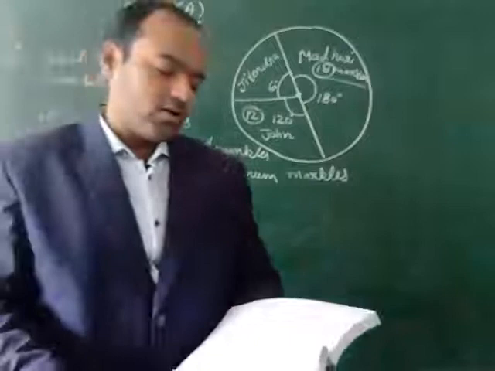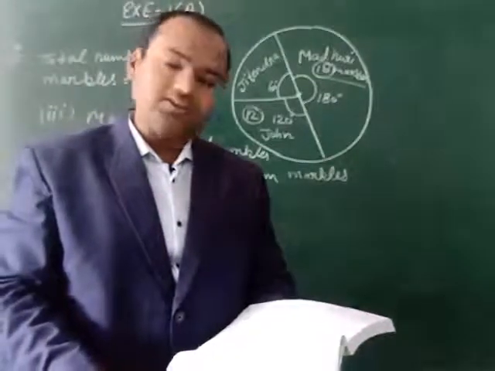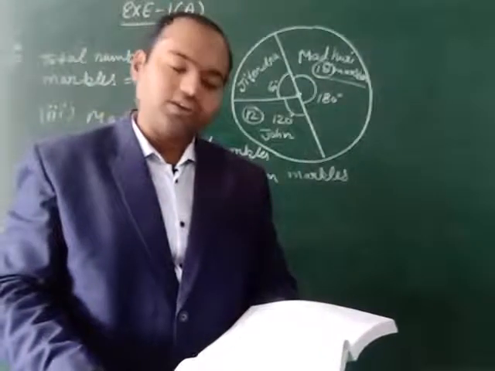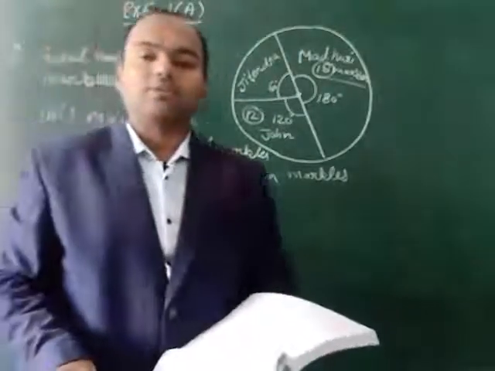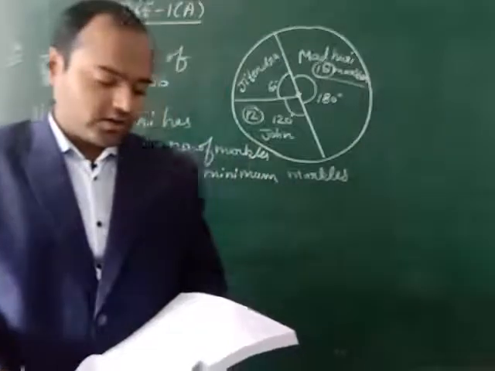In the first part of question number 9, what is written? What is such a representation known as? The figure is given like this only. So such a representation is known as a pie chart.